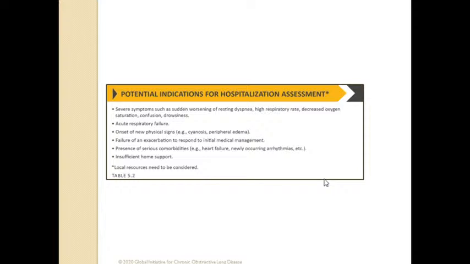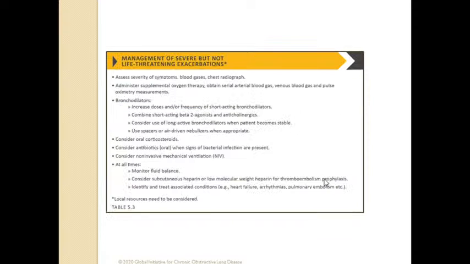Potential indications for hospitalization: severe symptoms such as sudden worsening of resting dyspnea, high respiratory rate, decreased oxygen saturation, confusion, drowsiness, acute respiratory failure. It means acute on chronic, because patients sometimes have chronic respiratory failure. Onset of new physical signs, cyanosis, peripheral edema, failure of exacerbation to respond to initial medical management, and presence of serious comorbidities, insufficient home support, and local resources need to be considered.